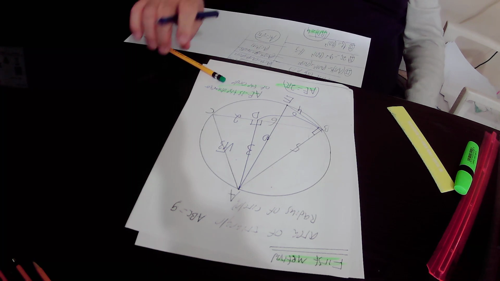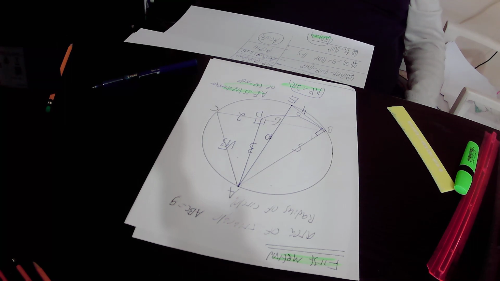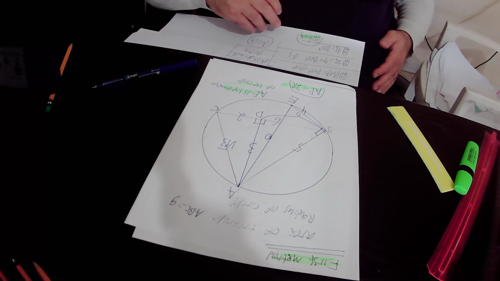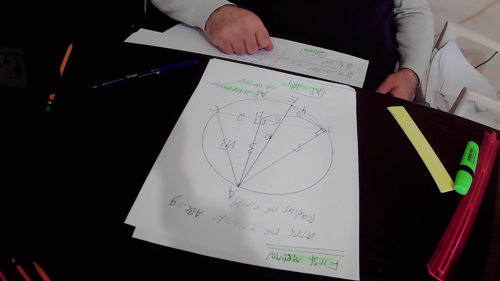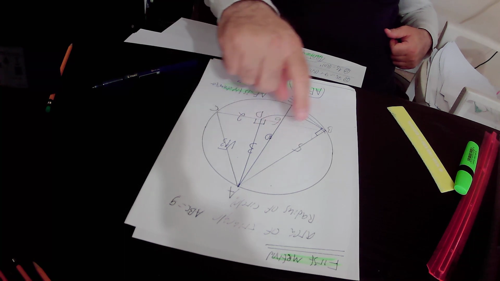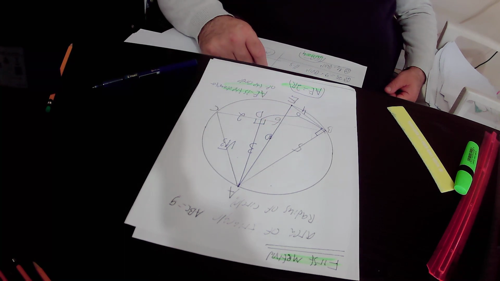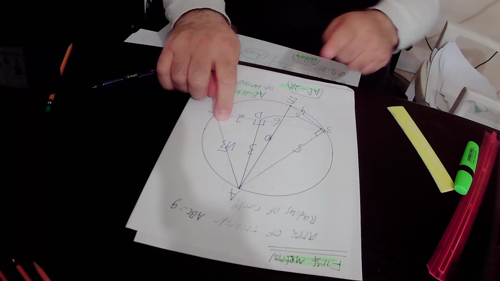And we also have another rule, according to the following rule, peripheral angles that rest on the same chord are equal to each other. I repeat again, peripheral angles that rest on the same chord are equal to each other. And if you focus on chord AB, we have here two peripheral angles that rest on chord AB, therefore they are equal to each other.